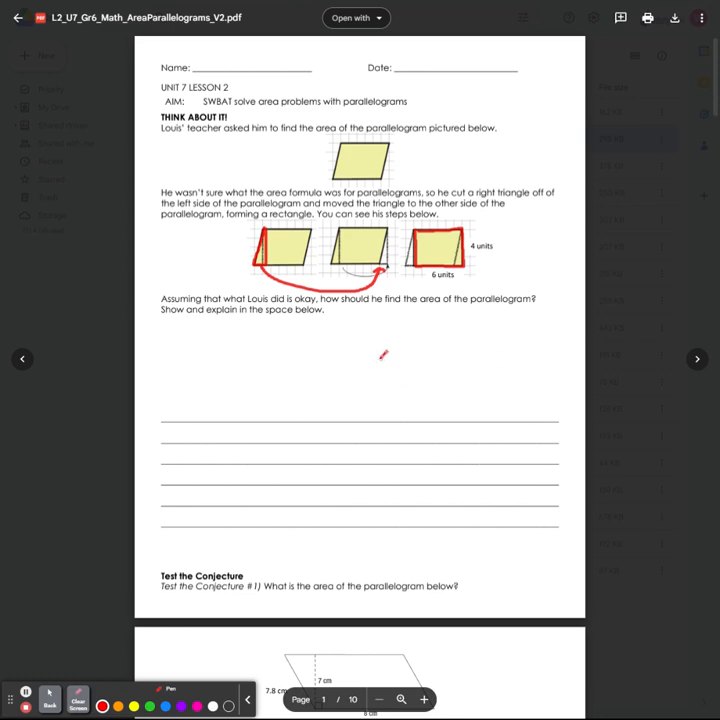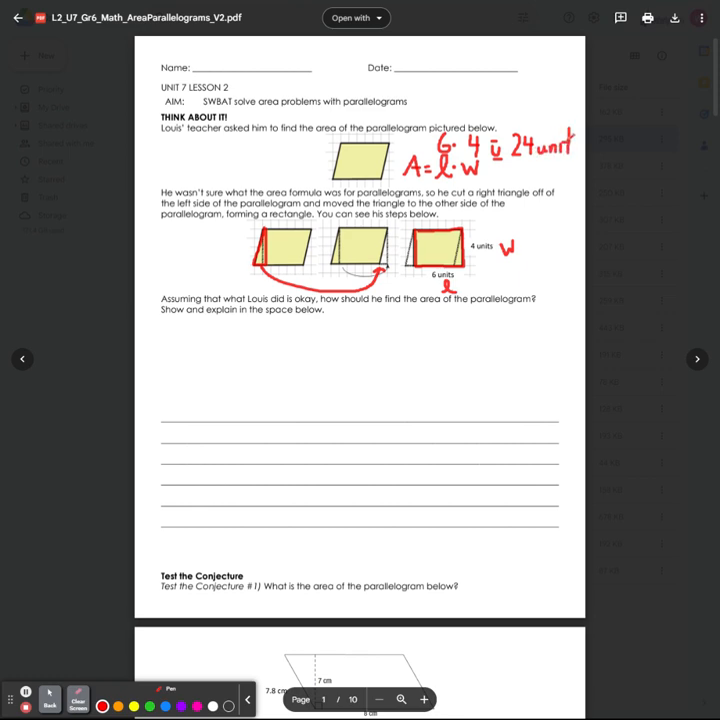Well, I'm hoping that when you look at this, you are seeing that this parallelogram, according to what Lewis did, has now just created a rectangle. And what's the formula to find the area of a rectangle? Well, I'm hoping you're saying this is length and this is width, and to find the area we multiply length times width. In this case, we're multiplying 6 times 4, which would give us 24 units squared.